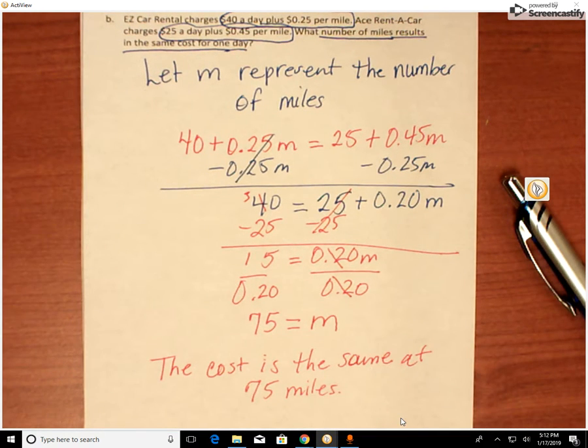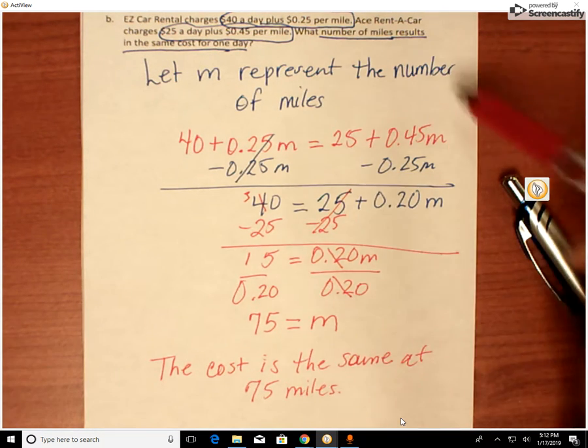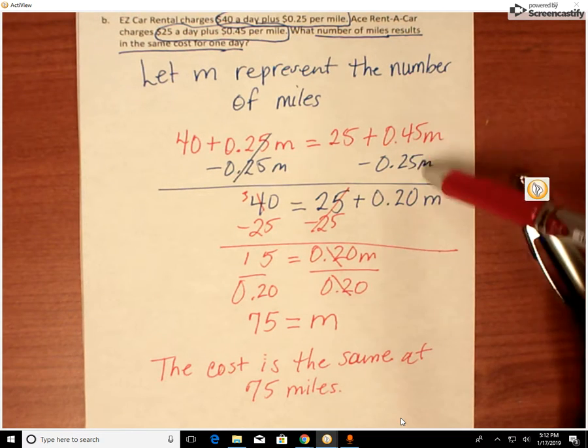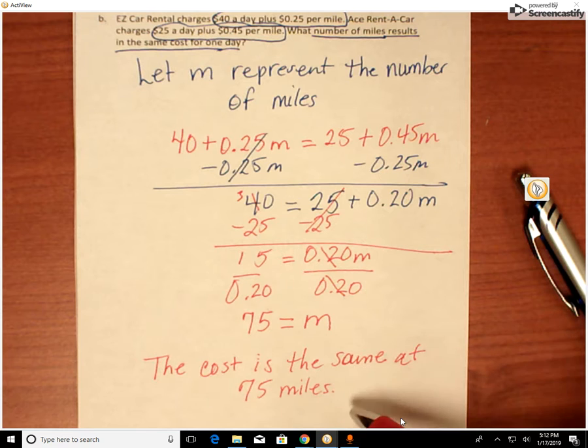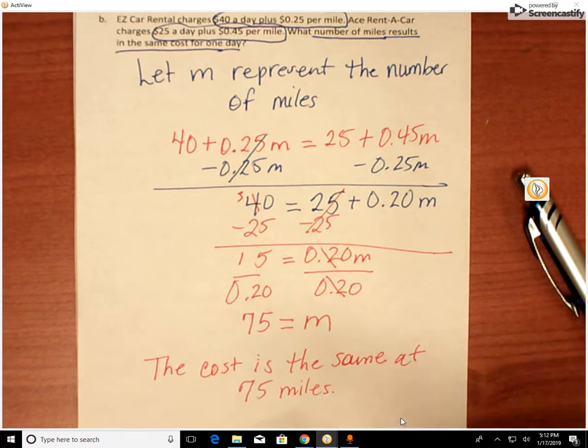Remember, when you're doing a word problem, you need to underline your unknown, circle your important information, define your variable, write an equation, solve your equation, and then complete that by writing a sentence to explain your answer. If you do not do all those things, it's not correct.